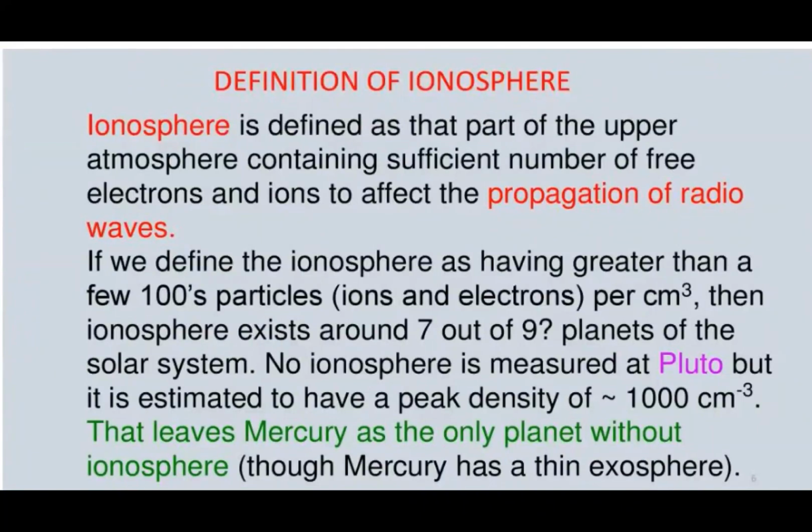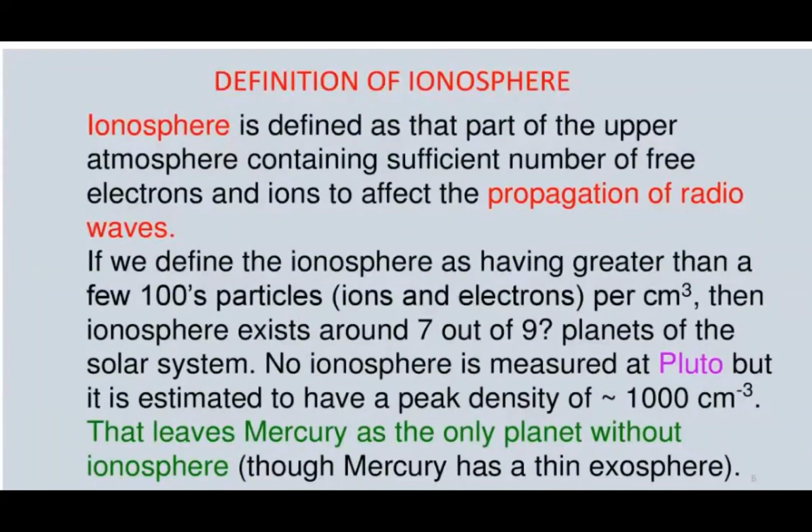So we said electrons and ions are produced by the photoionization process. If their number is sufficient to affect radio propagation, that region is defined as the ionosphere. If you give a practical definition in terms of the number of ion and electron pairs per unit volume, if we define ionosphere as having greater than a few hundred particles, including ions and electrons, per centimeter cube, then the ionosphere exists around 7 out of the 9 planets of our solar system. So it's not only for Earth, but also other planets that have it.